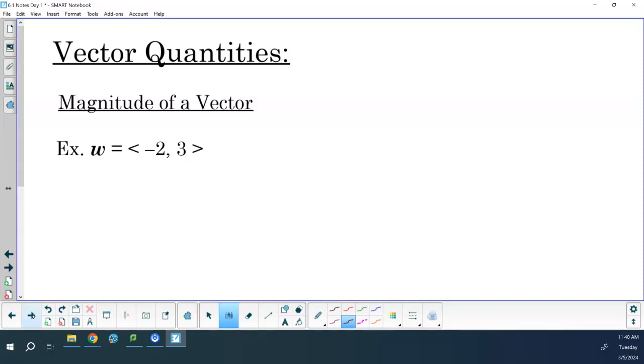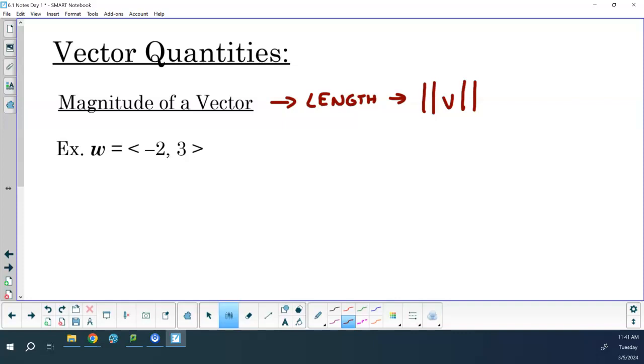Magnitude, which is also the length of a vector, which has a special symbol. Okay? So the magnitude is the length, and it's got a double absolute value for a symbol. That is the symbol for magnitude. Double it up.